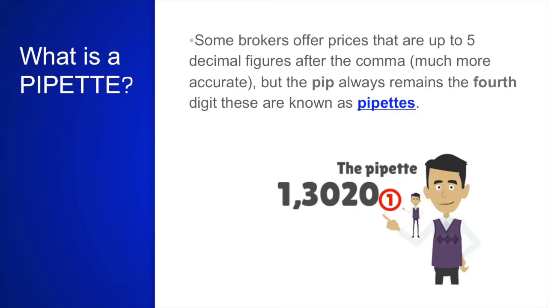Before I go ahead and do another example, I did have to mention the pipette. Some brokers offer prices that are up to 5 decimal figures, and it's much more accurate, so they say. Really, what I say is it just gets in your way, makes you mad, and you thought that you were calculating pips, but you really got confused with the 5th digit. So know that number is the pipette. In this picture, you see 1.3020. That 1 is the pipette. Let me tell you now, ignore that number. When you're calculating, don't even add it to your calculator.